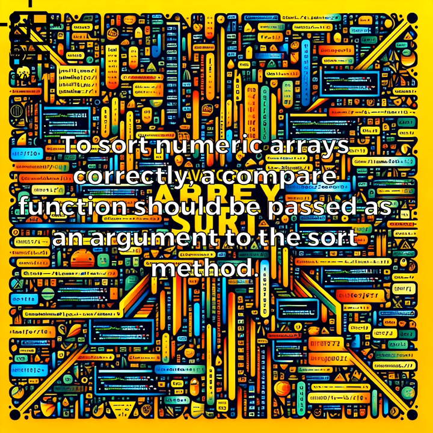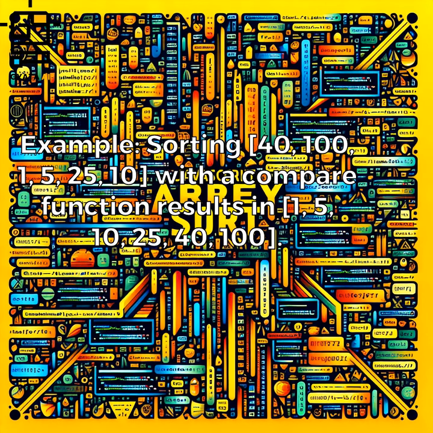Sorting numeric arrays. To sort numeric arrays correctly, a compare function should be passed as an argument to the sort method. Example: sorting 40, 100, 15, 25, 10 with a compare function results in 10, 15, 25, 40, 100.